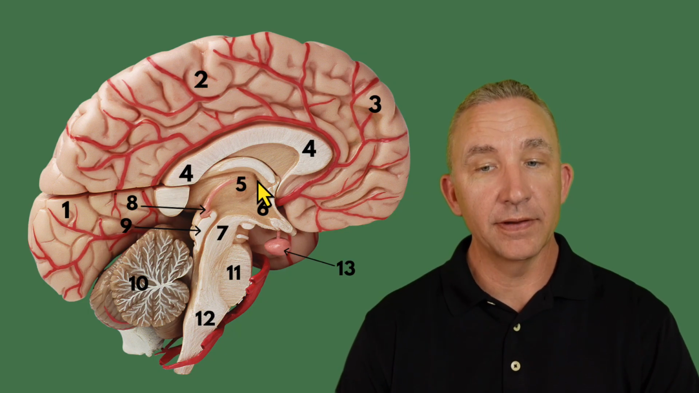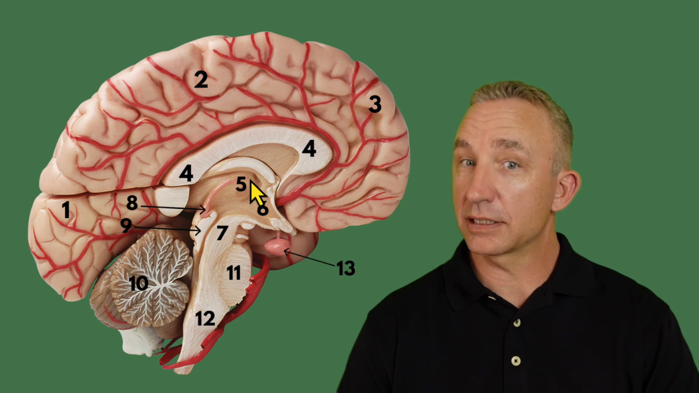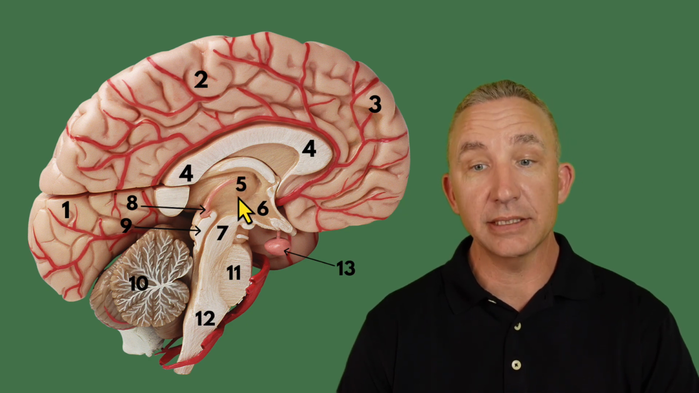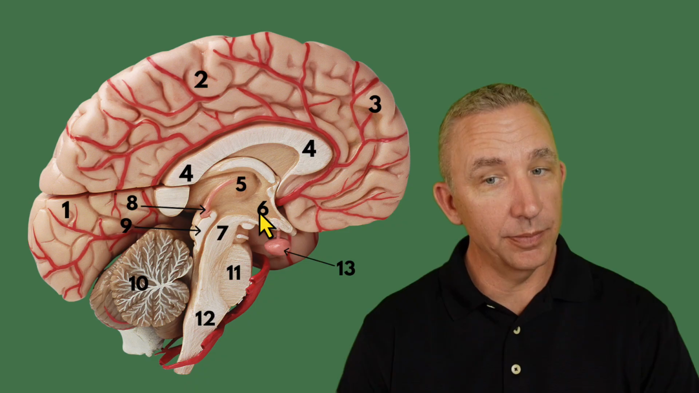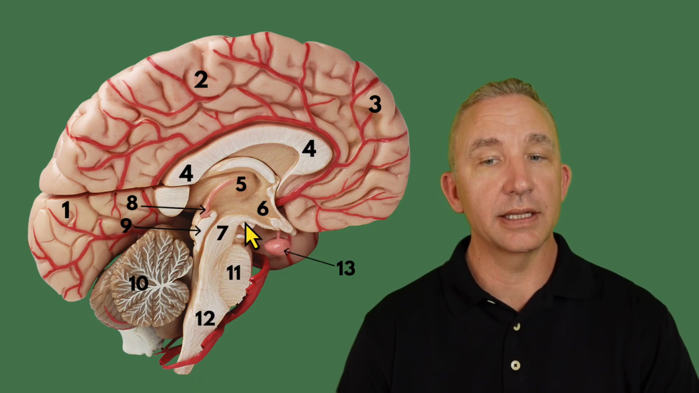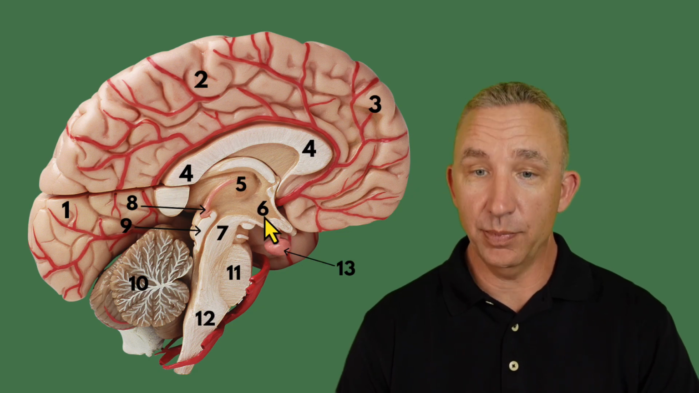Number 5, this is where I tend to say that it looks like a bird's head. So here's the bird's head. Number 5 is the thalamus. As I go below, hypo meaning below the thalamus, where it looks like a bird's beak, this is hypothalamus. So 5 thalamus, 6 is hypothalamus.